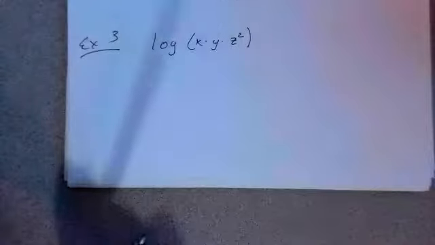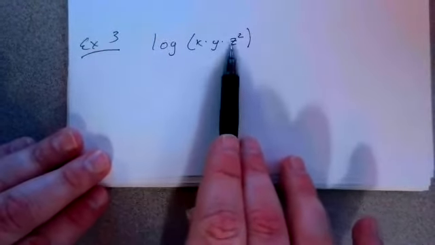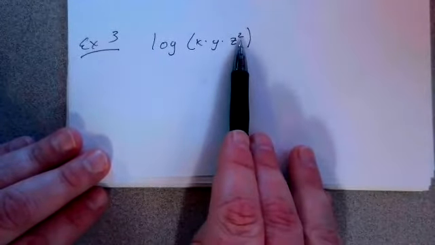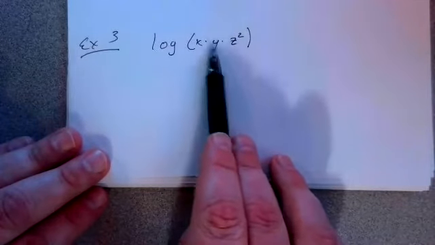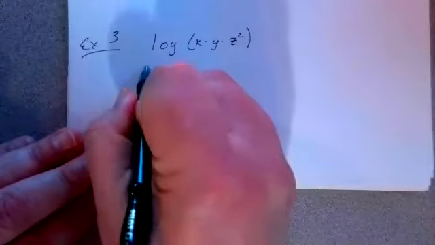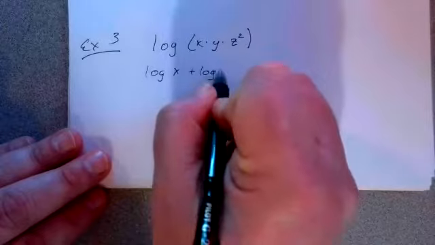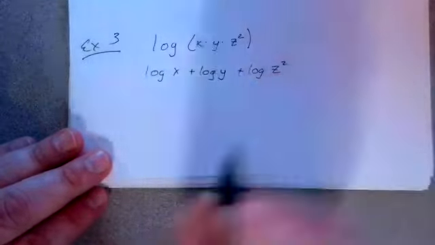What happens, though, if the exponent is on the inside? So let's take a look at a problem like this one here. Here, I have multiplication happening between my terms. There's no exponent on the outside here, but there's an exponent on the inside with the z. So I need to split these up with addition first, and then I can handle that exponent. So I end up with the log of x plus the log of y plus the log of z squared.